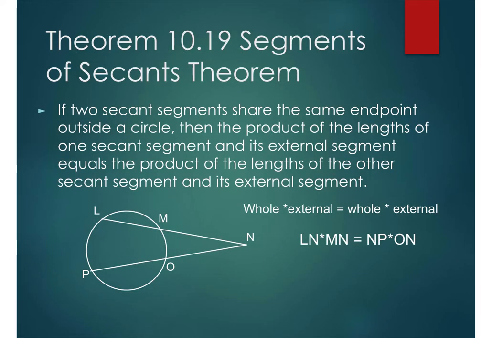Back down to Theorem 10.19, segments of secants theorem. If 2 secant segments share the same endpoint outside a circle, then the product of the lengths of one secant segment and its external segment equals the product of the lengths of the other secant segment and its external segment, okay? In other words, what I really want you guys to remember is this formula. Whole times external equals whole times external, okay?